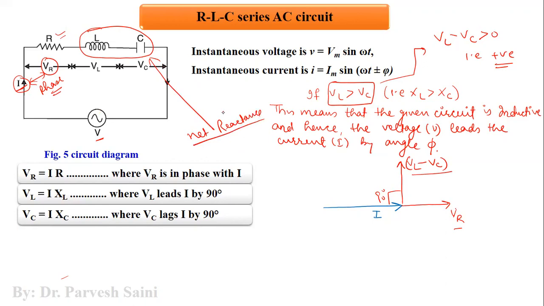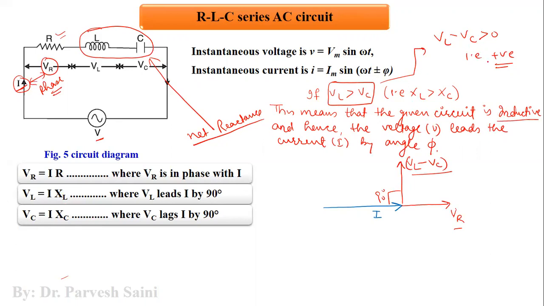Now, net reactance means there may be a possibility that your inductive reactance is greater than capacitive reactance. Or there may be a possibility that capacitive reactance is greater than inductive reactance. So in all, you will have a net reactive effect of the circuit, right? So that is why it is said that if XL is greater than XC, we can say that the given circuit is inductive in nature.